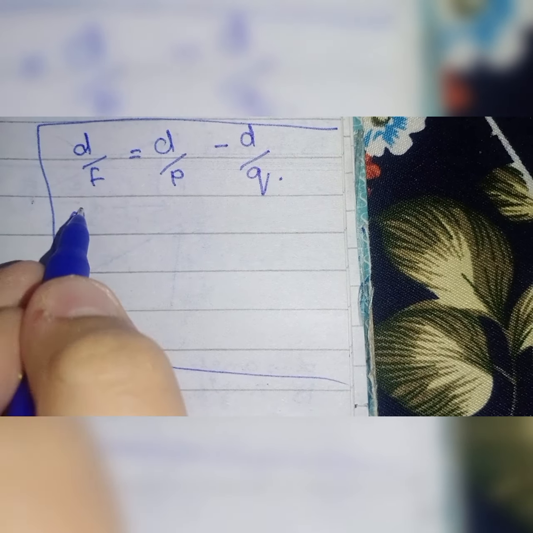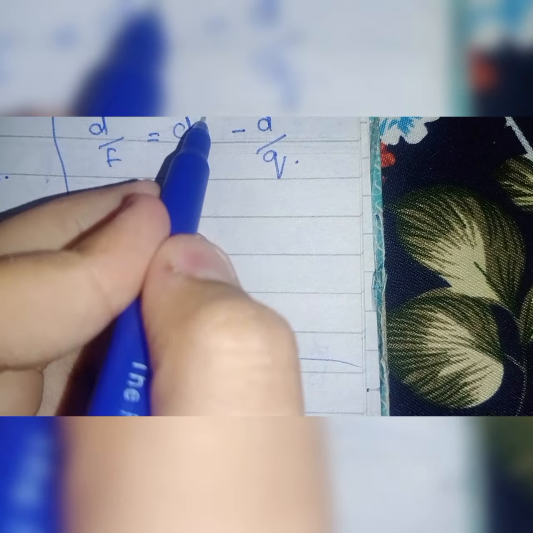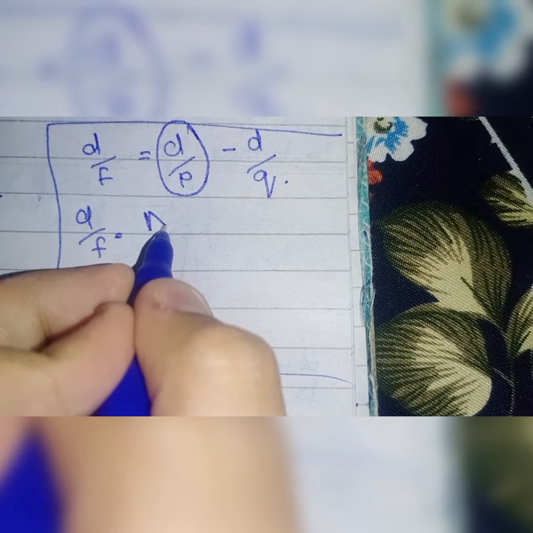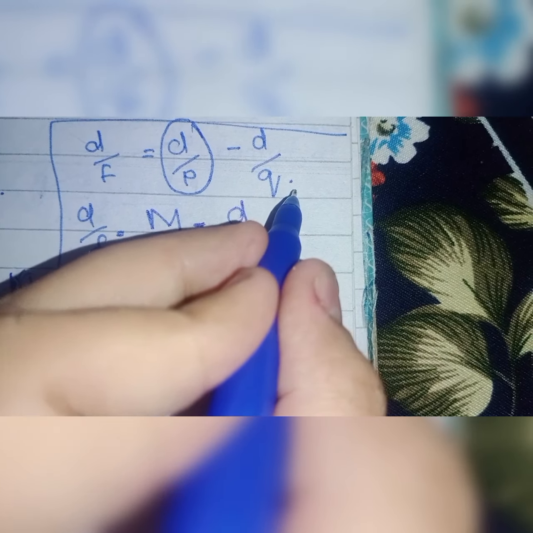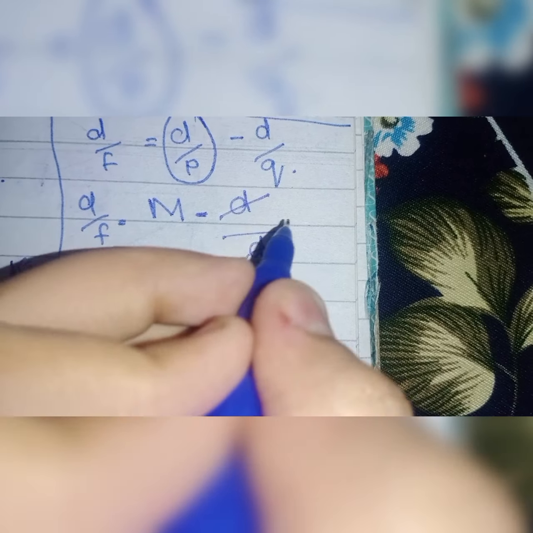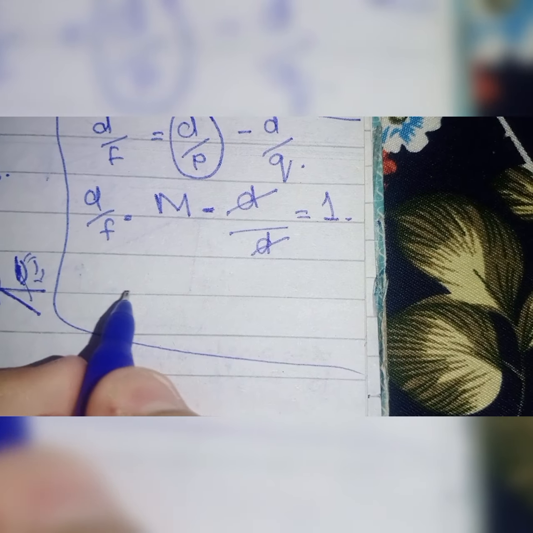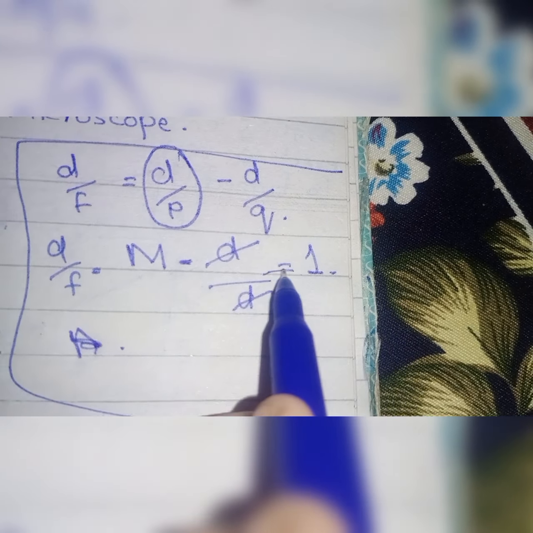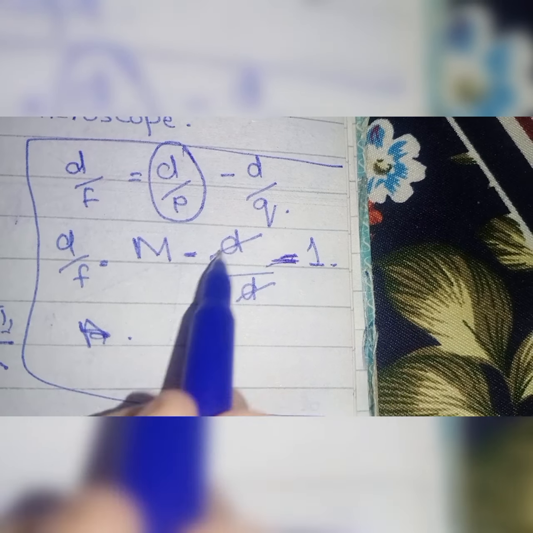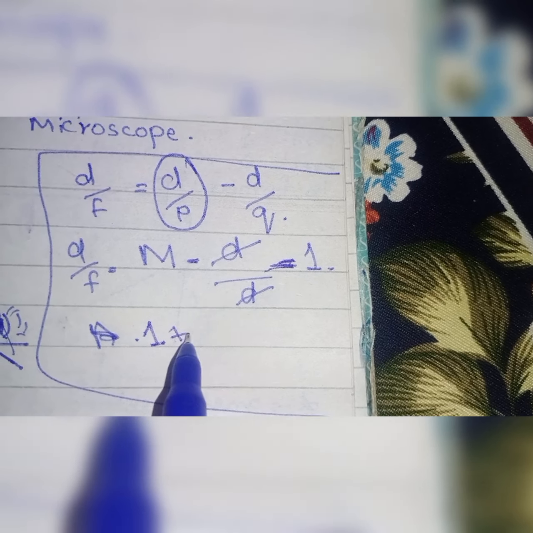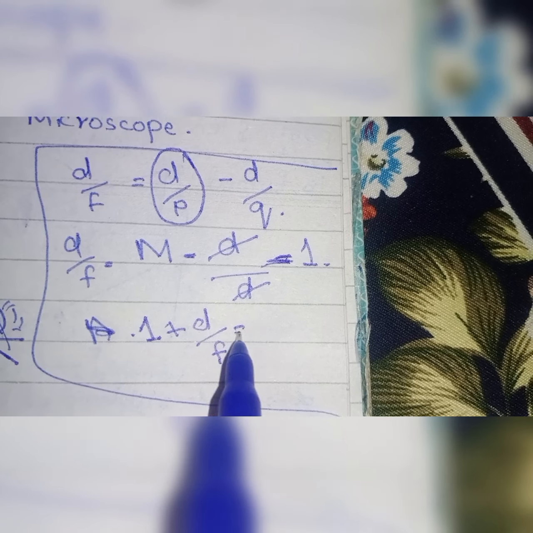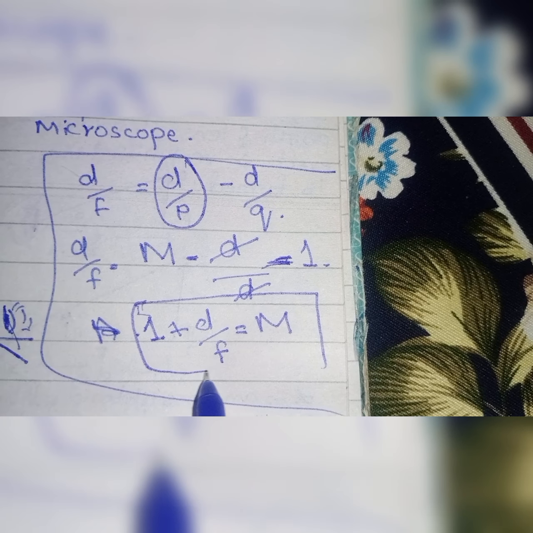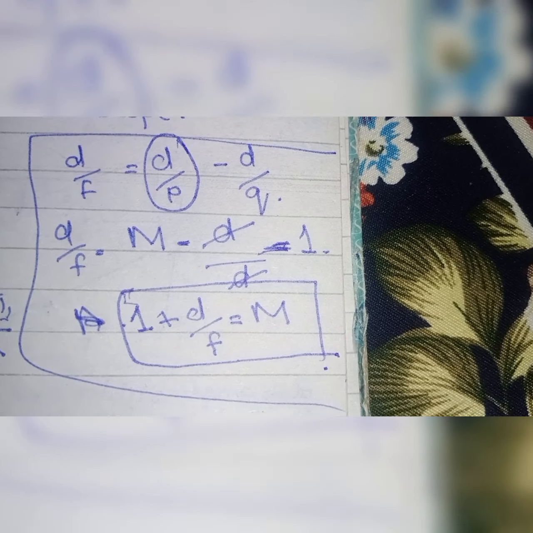Now as I told, put here D upon F the same, and this is the formula of magnification. So we will put here M minus, now D and Q is represented by D, so D will be cancelled, and that will be 1. Sorry, here we have the minus 1. So minus will move here, that will be plus 1. So 1 plus D upon F is equal to M. This is the formula of magnification, how much the enlargement is.